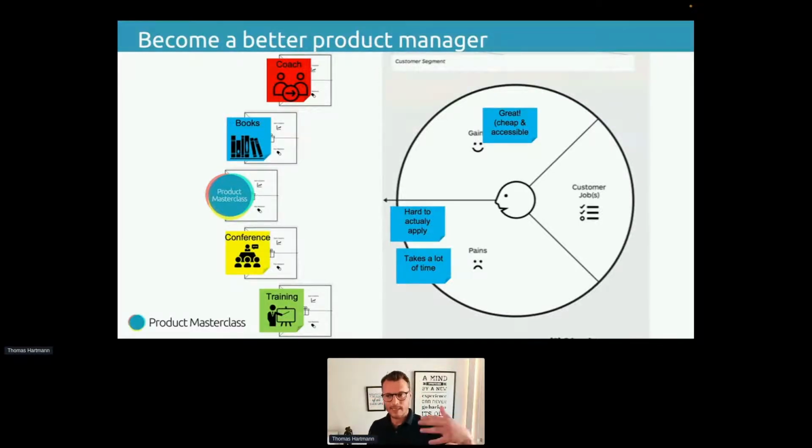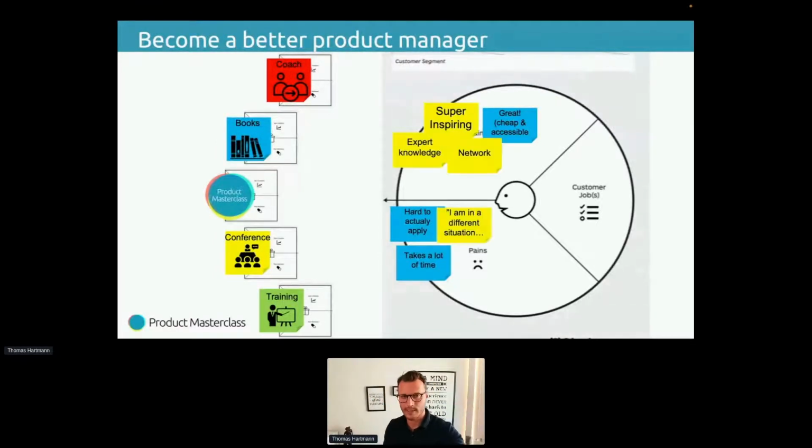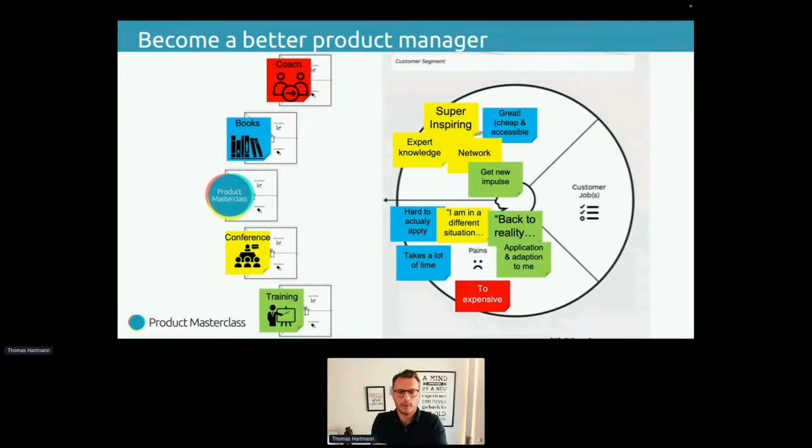And these gains and pains, these advantages and disadvantages of the current solutions, we can identify for conferences as well, right? Super inspiring, expert knowledge, great networking. We flew to London, had a blast. That was great, right? What is bad about it? Sometimes it feels like they're in another universe. It's hard to get the context from the stage into my company. And one-on-one coaching, well, it's simply too expensive. Who's going to pay? My boss is not going to pay, right? Training, super good, new impulses, but it's hard to get it into your application.